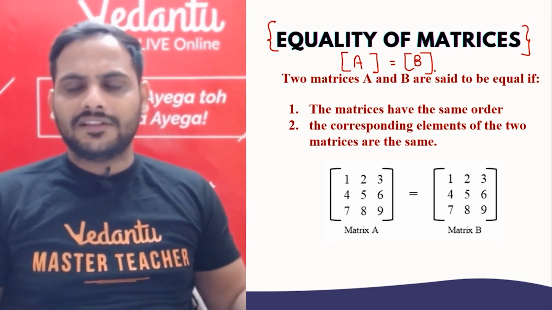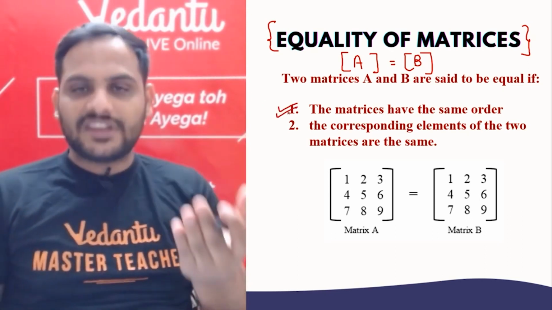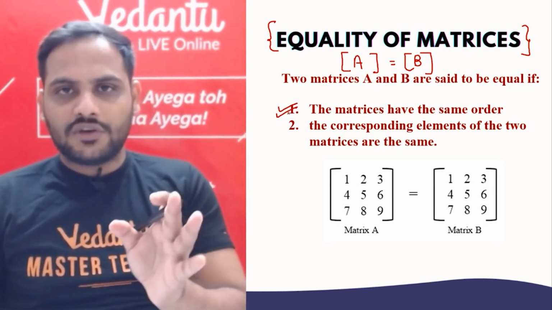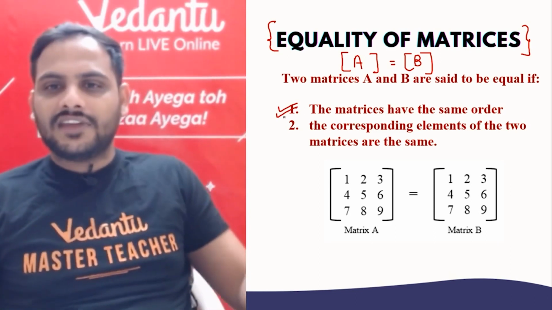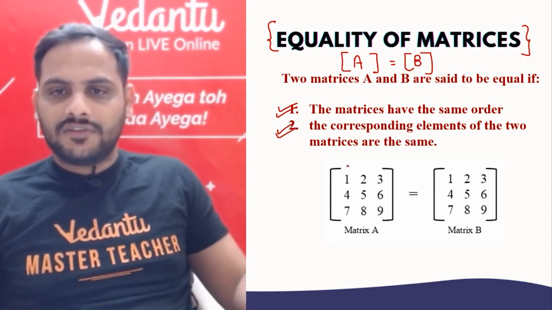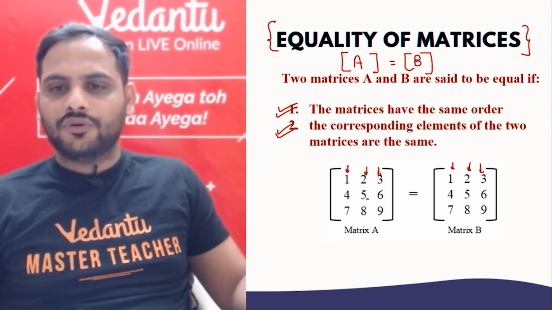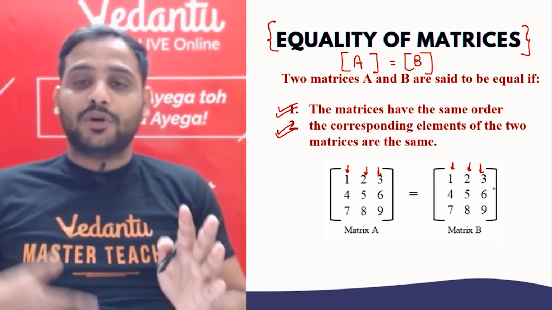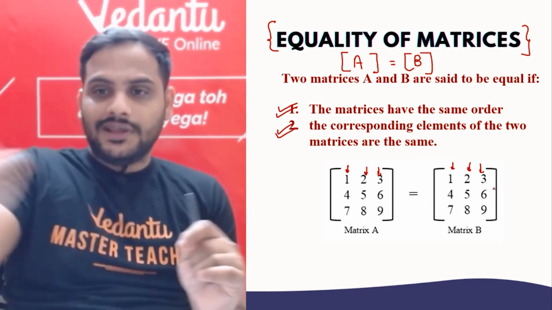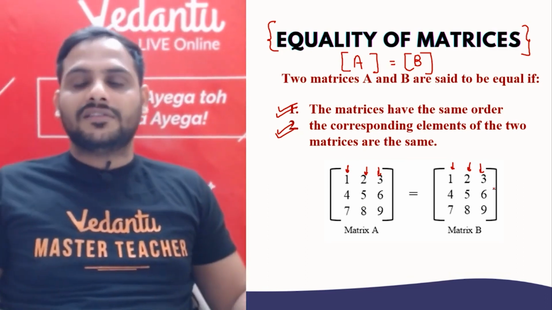So how do we write it in steps? Simple thing. First, both the matrices must be of the same order. If they need to look equal, their order must be the same. And second thing, all the corresponding elements must be the same. Suppose here we have 1, 1, 2, 2, 3, 3, 4, 4, 5, 5, 6, 6. All the corresponding elements are exactly the same. I have told you, see, copy paste. If that is happening, then only we can say the matrices are equal.